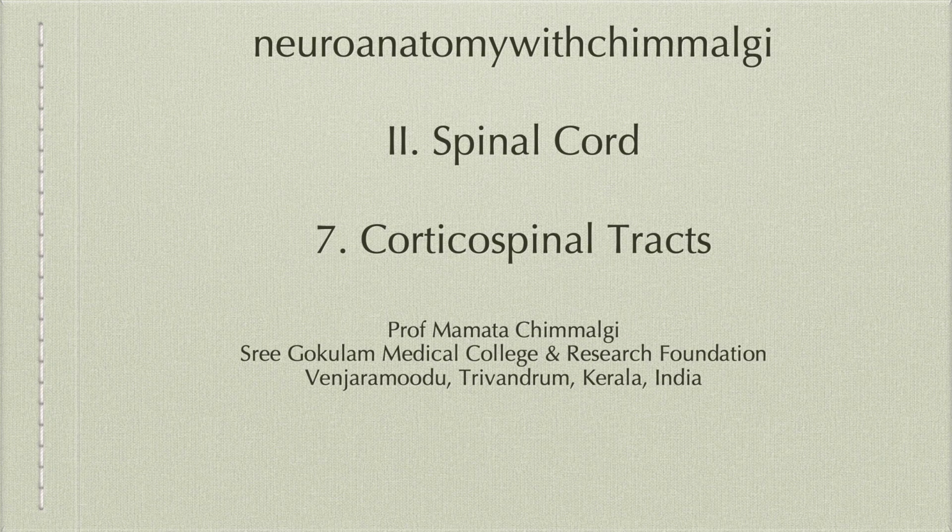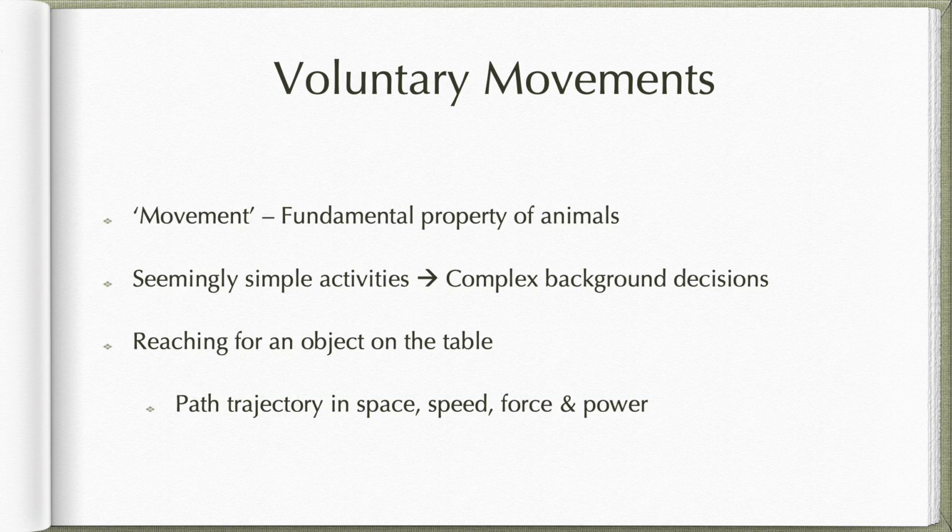Let us now learn about corticospinal tracts. We know that movement is a fundamental characteristic property of all animals, but even seemingly simple activities require complex background decisions. Consider reaching for an object on the table. Not only do we need to make decisions about the path trajectory in space, which in turn decides the muscles to activate and in what sequence, but also about the speed, force and power with which to pick up the object.